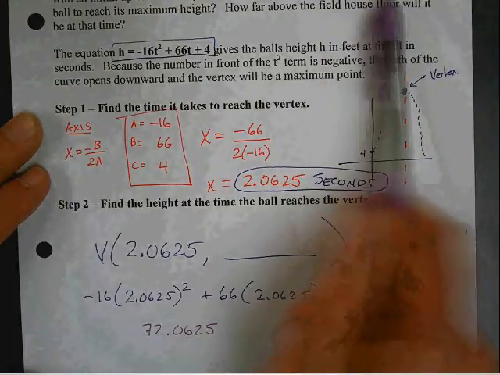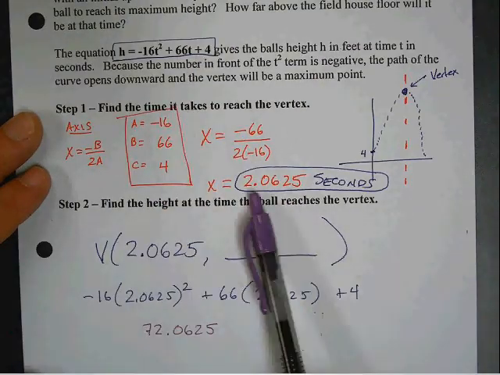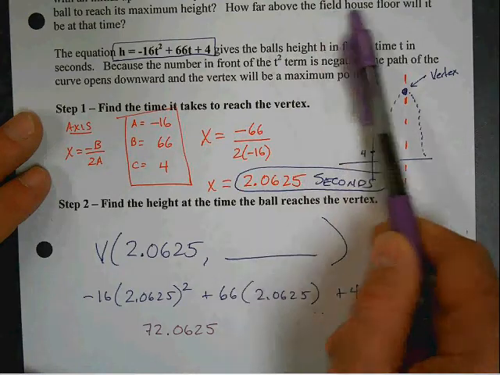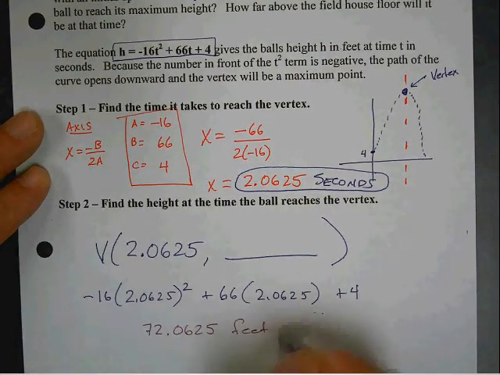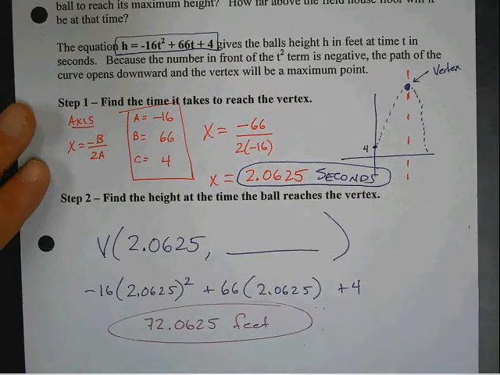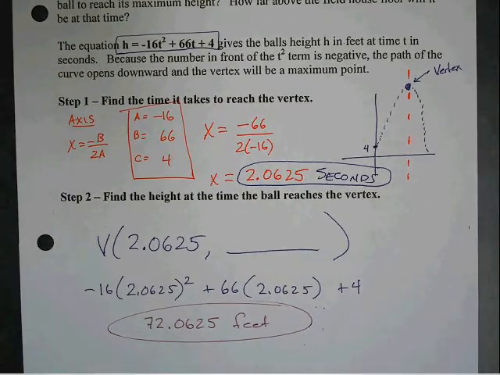How long will it take to reach maximum height? About 2 seconds. How far above the field house floor will it be? 72 feet. That's easy. This is a realistic application of parabolas, isn't it? Okay. Very realistic.